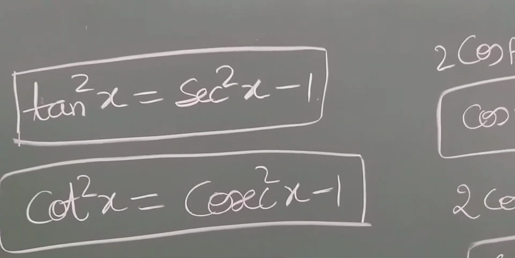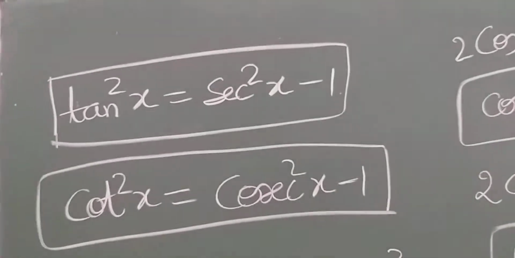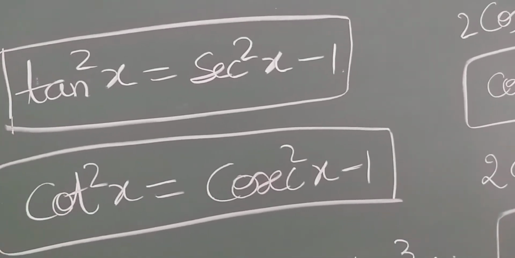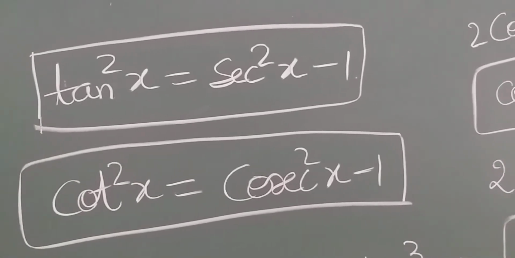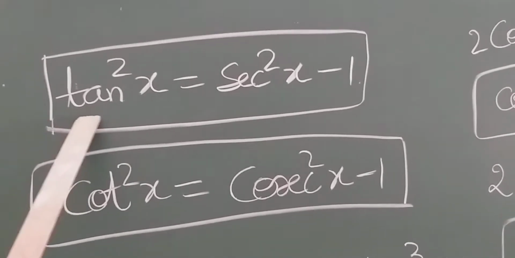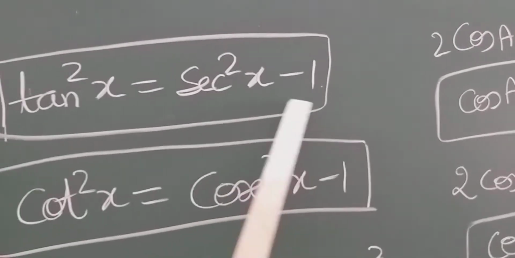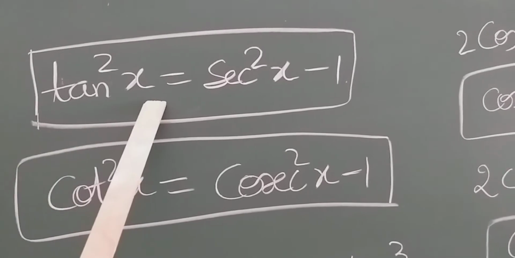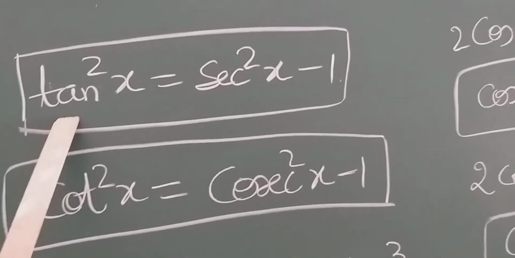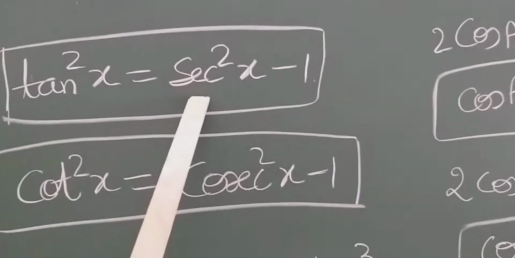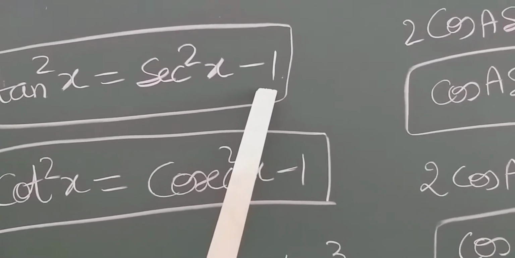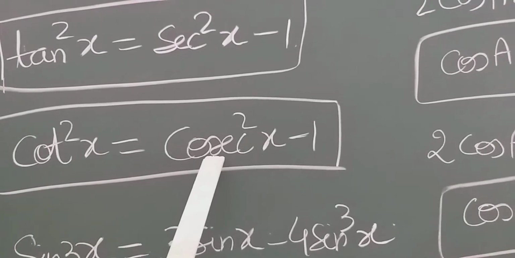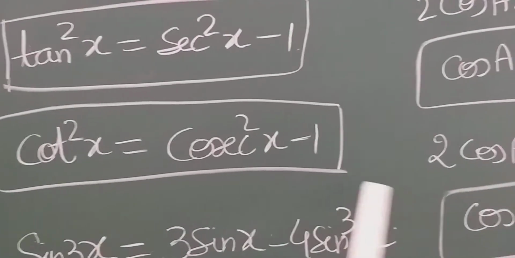Hello students, let us discuss more formulas which are used in integration. Tan square x equals sec square x minus 1. If there is tan square and you have to find its integral, we have to use the formula sec square x minus 1. Similarly, for cot square x, we can use the formula cosec square x minus 1.